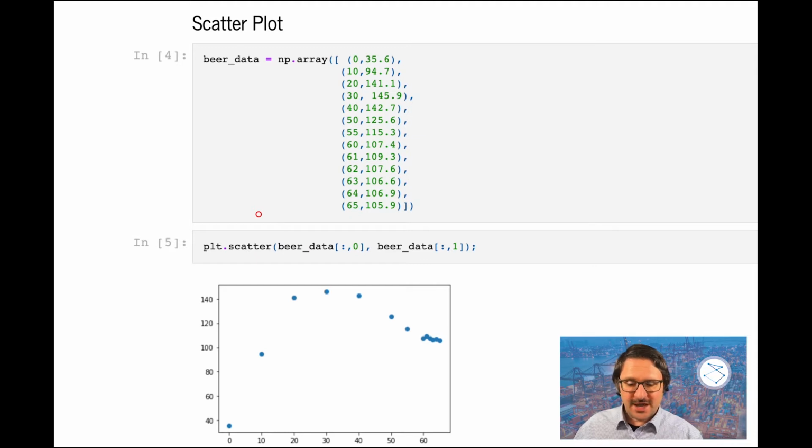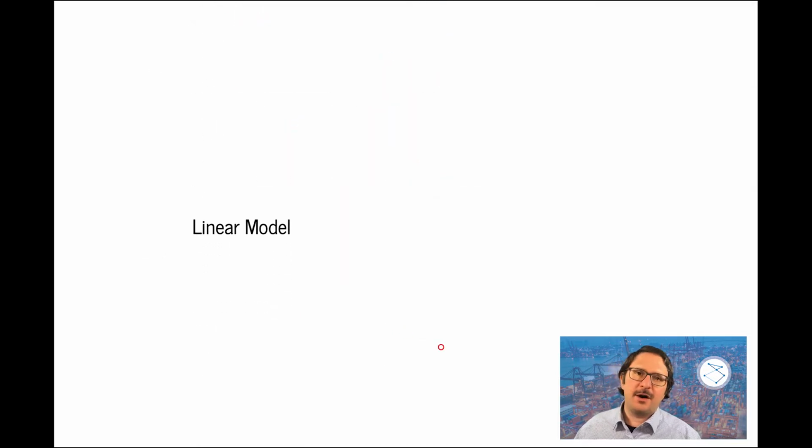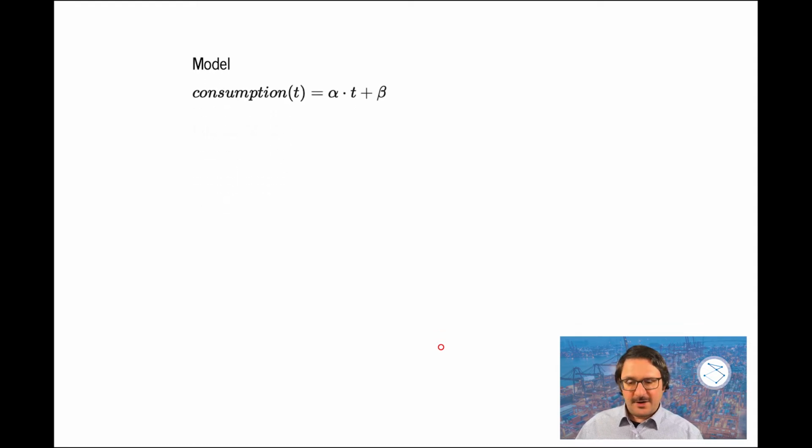So here's the scatter plot of the beer data. You can see here's the first point, those points here. So that seems to suggest not really a linear correlation, but still we'll give a linear model a first try, simply because it's easy. Linear model means the consumption is modeled as a function of the time t. So we have some parameter alpha times t plus some other parameter beta.